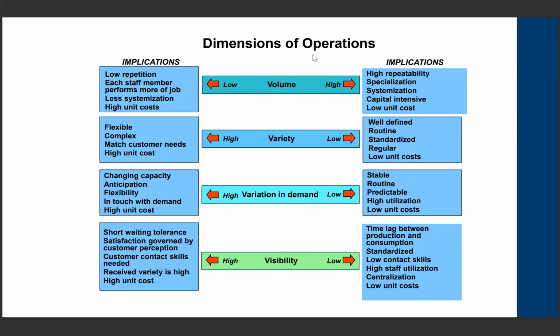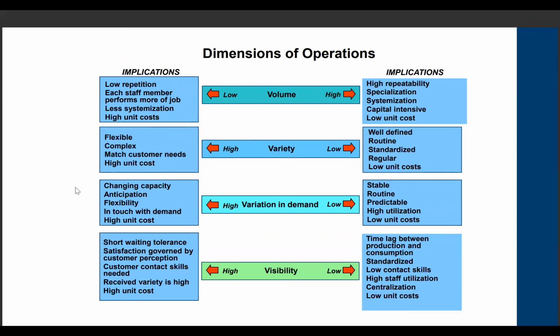And here we can see dimensions of operation. If we are going to produce a low volume, then there will be low repetition. Each staff member performs more of a job, less systemization, and high unit cost.